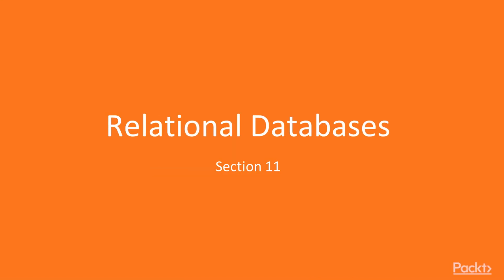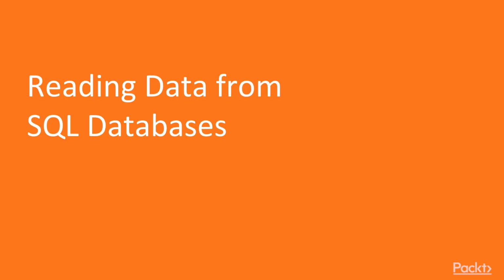Welcome to section 11, Relational Databases. The Go language can work with various relational databases, including SQL Server, MySQL, PostgreSQL, SQLite, and so on. In our examples, for simplicity, we are going to use SQLite. SQLite might be a little more limited compared to other more advanced database engines, but for our examples, it is pretty much sufficient. Okay, let's start with reading data from a SQL database.